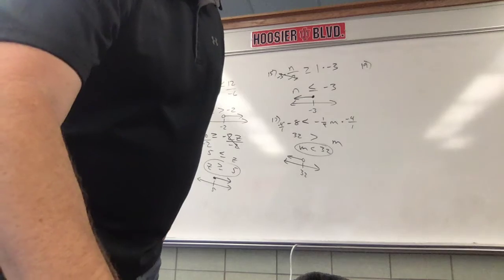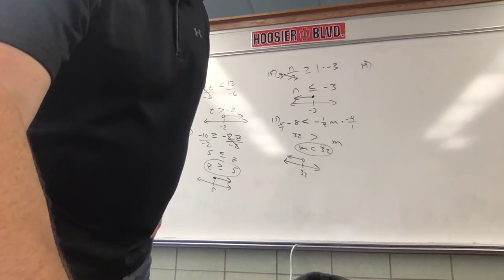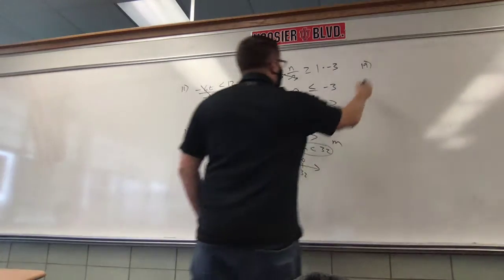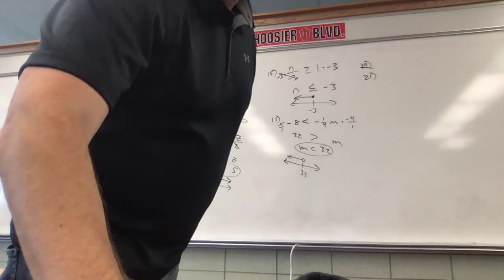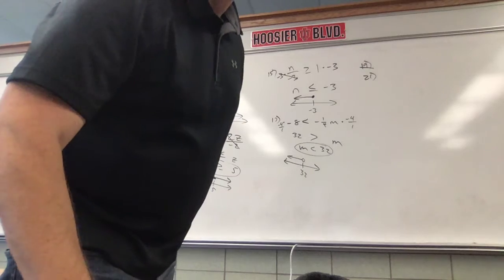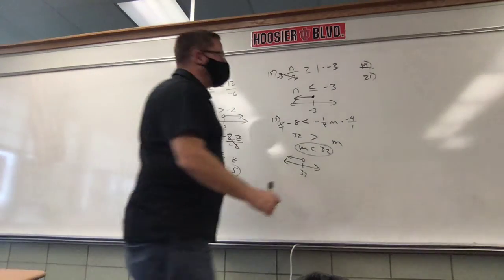Let's see, 17. Oh, there is no number 19. 3 more to go. You could have just erased that. Either way, so 21: 36 is less than 3y.